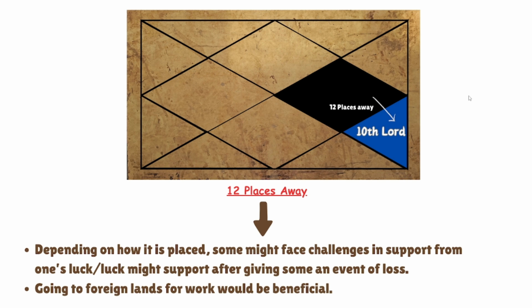Now, the 10th lord is going 12 places away and sitting in the ninth house. Depending on how the 10th lord is sitting, there could be some minor hiccups or challenges faced in support from one's luck, or luck can support after a certain event of loss, because the 10th lord is going 12 places away. This is also a good position to go to foreign lands for work, because 12 places away also shows going to far away places, and because it is the 10th lord, going to far away places or to a foreign land for work can become beneficial with this placement.